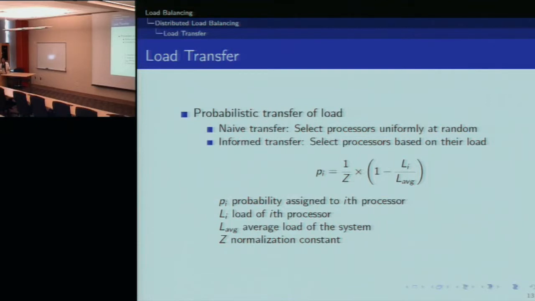we randomly select the processors based on the probability. And the probability is assigned inversely proportional to the load. So basically, if a processor is more loaded than the other one, it has lesser probability of getting picked. That's as simple as that. So the informed transfer is done like this, where Pi is the probability assigned to the ith processor, Li is its load, L average is the average load of the system, and Z is the normalization constant.